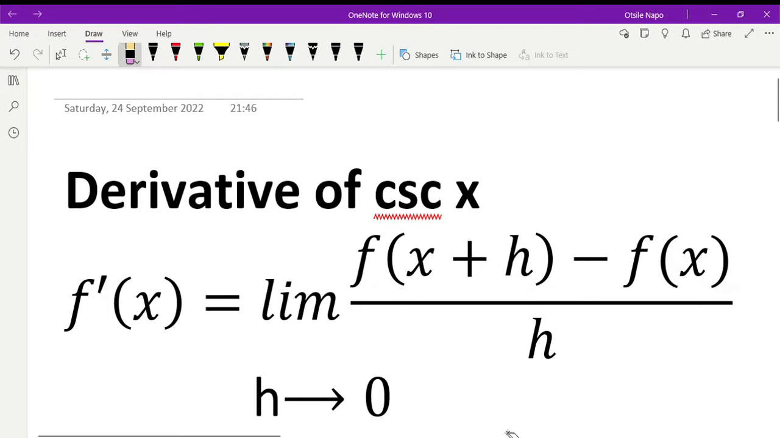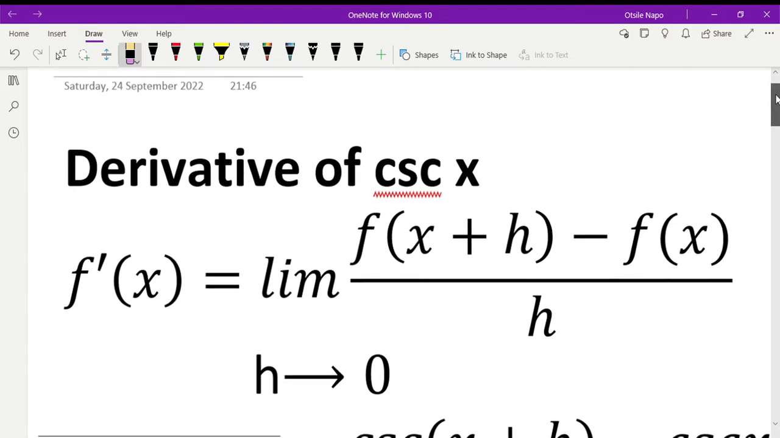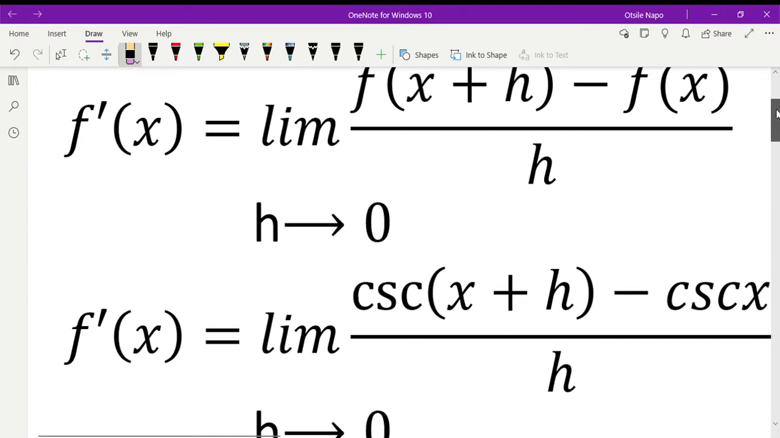where the limit as h approaches 0 of f of x plus h subtracted by f of x, divided by h. So what you need first, you need to substitute in the formula.